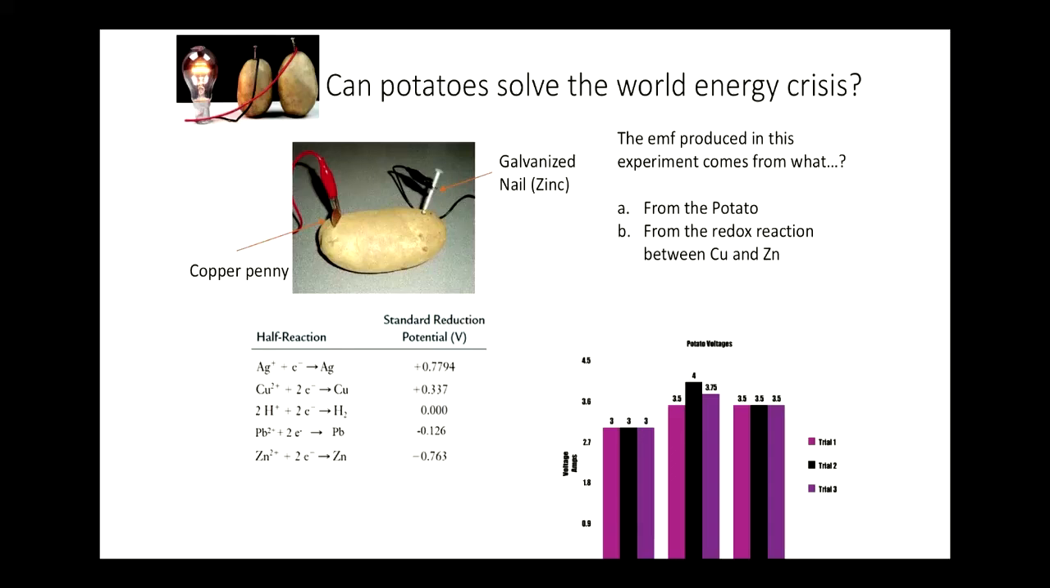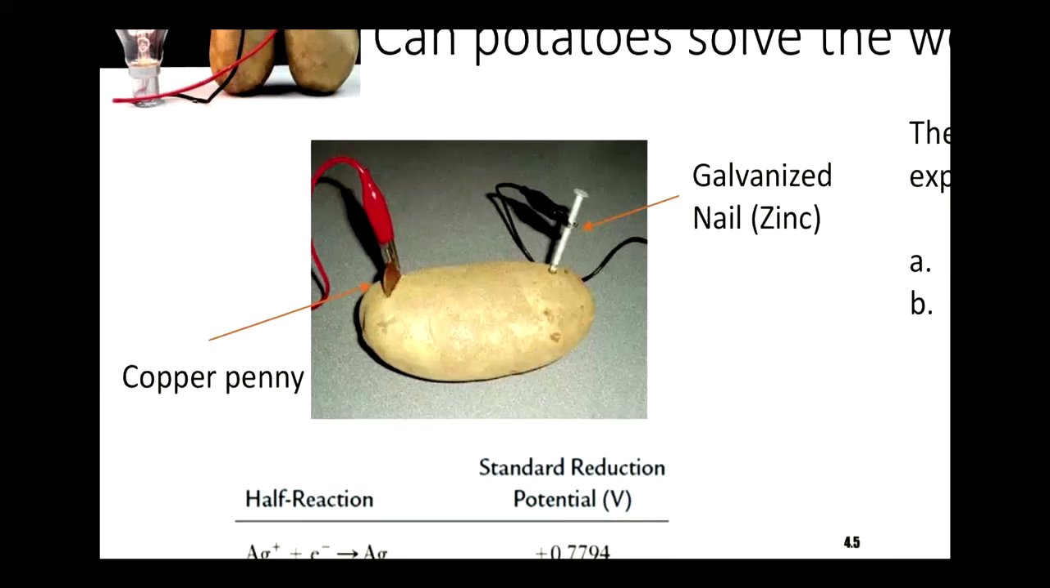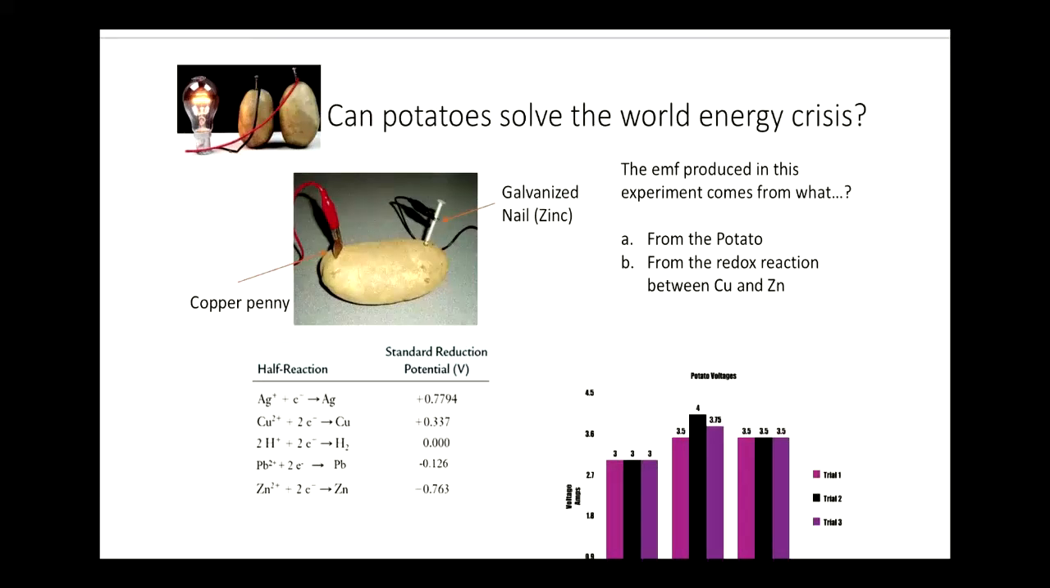But when you set up this demonstration, if you look closely here, what you're shoving into the potato is a copper penny and a galvanized nail. Galvanized nails and galvanized screws are made of zinc, or there's zinc incorporated into them. If you look at our reduction potential table, copper is right here, zinc is right here. If copper is my cathode and zinc is my anode, if you combine those two, you in fact get an overall cell potential that is positive. That's what we did with the little pinwheel spinning.